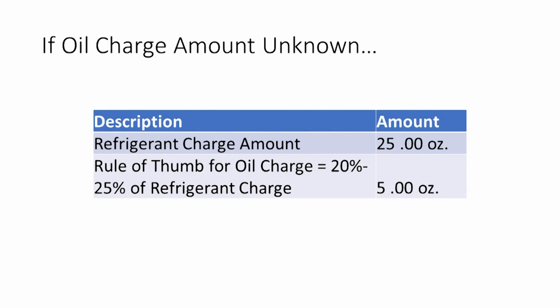If for some reason you do not have the specific oil amount specification, a rough rule of thumb is a ratio of at least 20% oil to refrigerant by volume. For example, a system that calls for 25 ounces of R134A would require 5 ounces of oil.